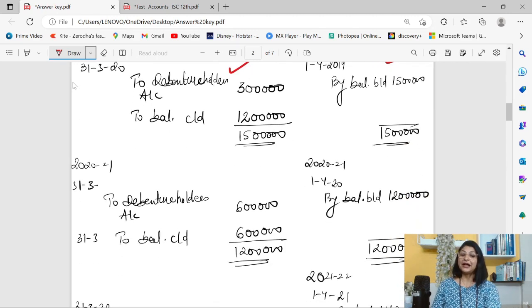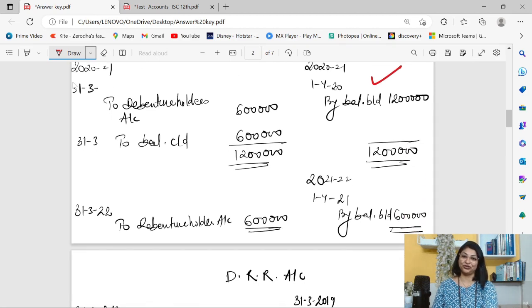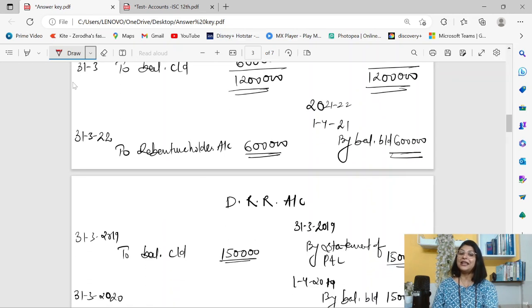Now in next year again the redemption took place, and this year redemption was for 6 lakh debentures. So here we have written 6 lakh debenture, and again the balance left is 6 lakh. Now in the last year this 6 lakh rupees is also redeemed. So like this we had to make redemption debenture account. And remember that debenture account is a liability in nature, so it will have entries on the credit side and balances will also come on the credit side. I am talking about the opening balances of every year.